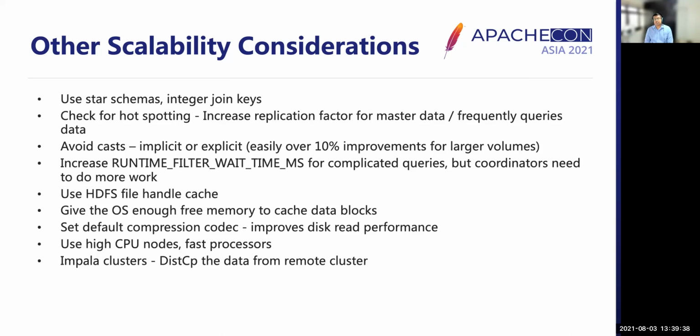You avoid casts. We have seen over 10% improvement, especially for our large telcos where they were casting strings as integers or integers as strings. You can increase the runtime filter wait time. What this does is Impala waits more than the default amount of time for statistics to be available from the earlier join steps or the earlier filter steps or the earlier scan steps, and thereby the overall performance of queries actually becomes better and faster.